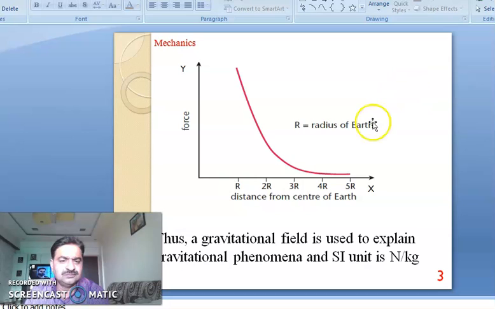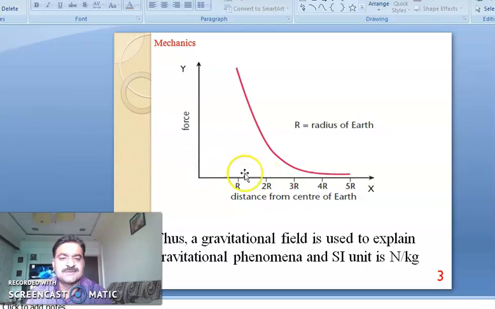Suppose initially the object, or a massive body, is at a distance of 5 times the radius, 5R, from the center of the Earth. Then what happens? If we go from this point parallel to the x-axis, you will get the force here. This force is less. Now you come towards 4R.